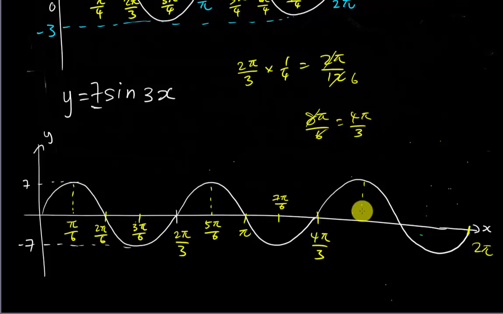Okay? Then this one will be 9 pi over 6, and then this is 10 pi over 6, and then this is 11 pi over 6. Then this is 12 pi over 6, and then you will get 2 pi. Okay? And then maximum will be 7, the minimum will be -7. The idea is actually the same. Just some students, when they see radian, they get stuck and think it's impossible for them to do in radian.